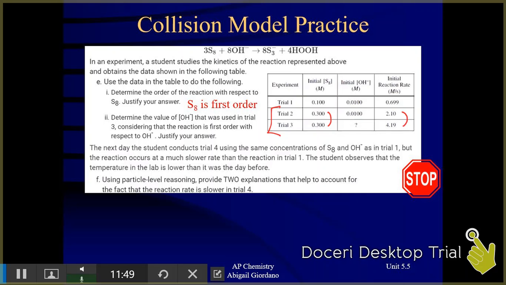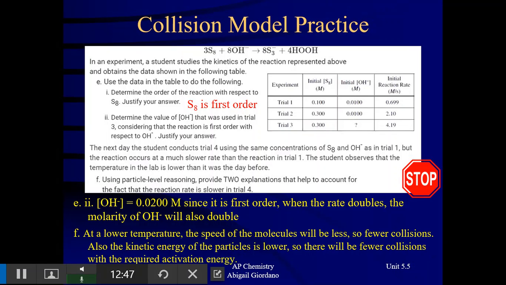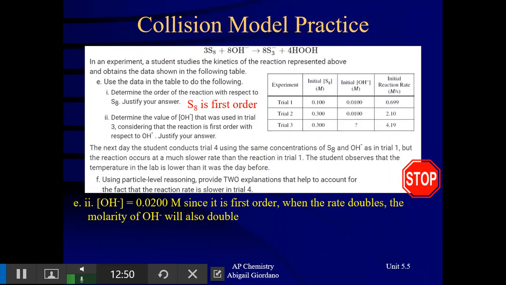Guys, the term first order, what that even means is whatever the molarity is doing, the rate is also doing. So I can see that the rate has been multiplied by 2. First order means that this must also be multiplied by 2. Okay, so my answer here is that OH minus's molarity must be 0.02 molar. Since they told us it was first order, when the rate doubles, the molarity of OH will also double. Okay.